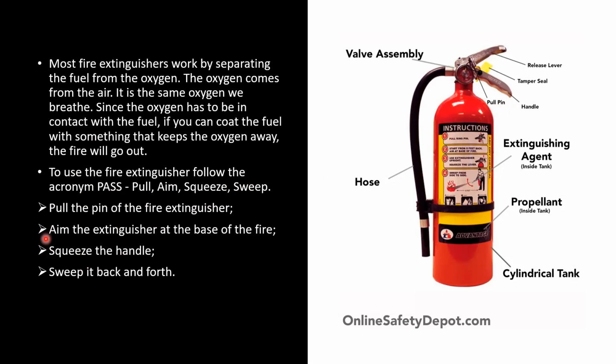Then you have to aim the extinguisher at the base of the fire. So this hose pipe from where the carbon dioxide gas comes out, it should be aimed at the base of the fire, not at the top of the fire. Okay. Then in the third step, you have to squeeze the handle. So here is the handle. You have to squeeze this handle, and then simply you have to sweep it back and forth. So this is the simple way by which we can use a fire extinguisher.